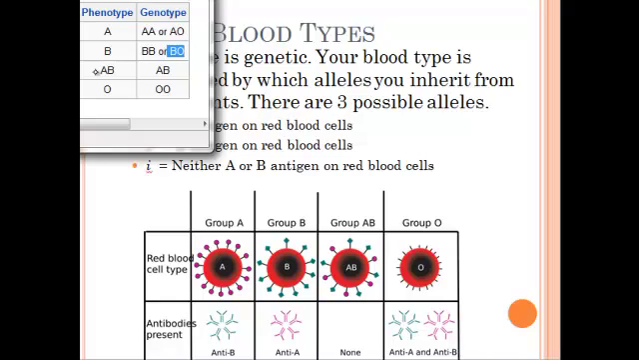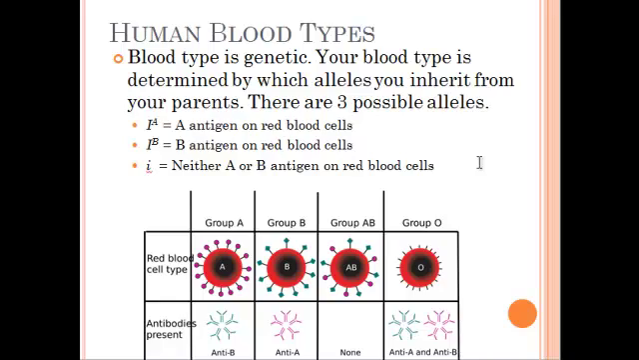So A blood type has two possibilities. B blood type, two possibilities. AB, that's the only possibility because you received an A from one parent and a B from the other parent. And then O blood type, which is actually OO, meaning that you received an O from each parent, but we just call this the O blood type. All right, so this is very important because depending on your blood type, that's going to determine what type of blood you can receive from other people.